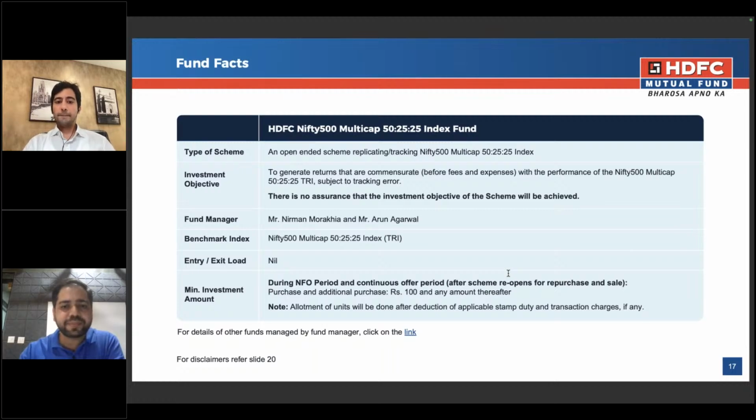Correct. And there is no maximum capping in any of the mutual funds. The minimum amount would be there, but no maximum. Any investor who wants to invest any amount can invest. There is no upper capping.